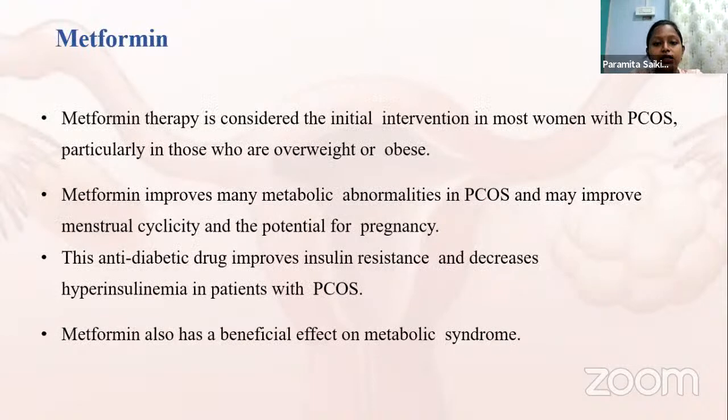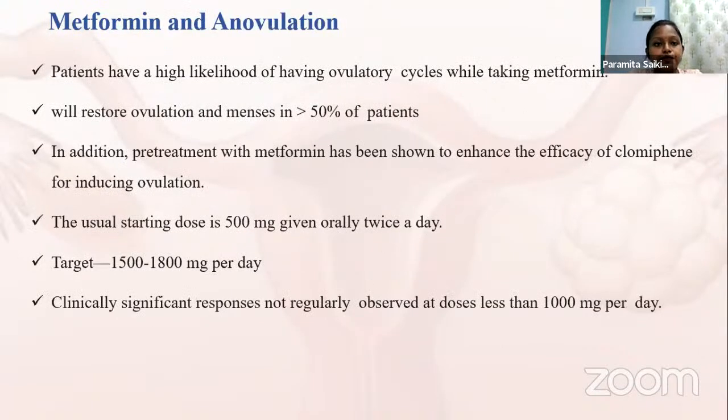Metformin therapy is considered the initial intervention in women with PCOS, particularly in those who are overweight or obese. Metformin improves many metabolic abnormalities in PCOS and may improve menstrual cyclicity and the potential for pregnancy. This anti-diabetic drug improves insulin resistance and decreases hyperinsulinemia in patients with PCOS. Metformin also has a beneficial effect on metabolic syndrome.